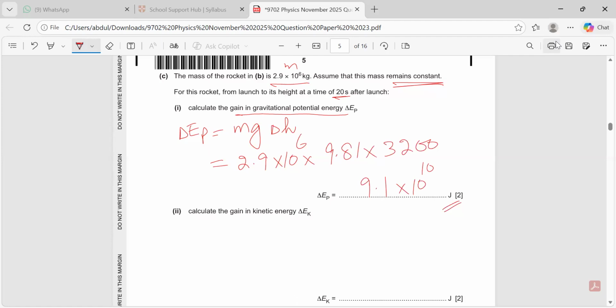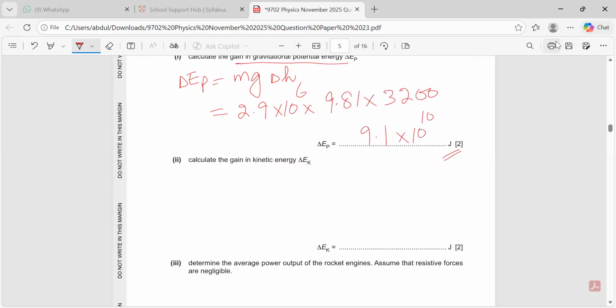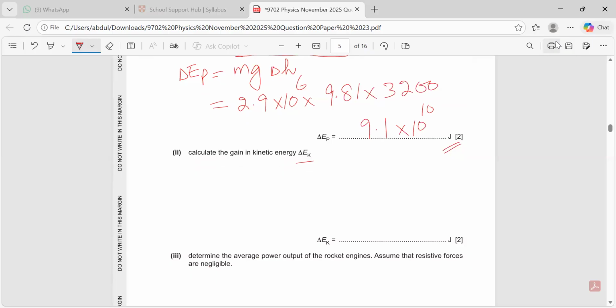Calculate the gain in kinetic energy now. They are simple, straightforward formulas. Now, gain in kinetic energy, is the speed given? Let's see.